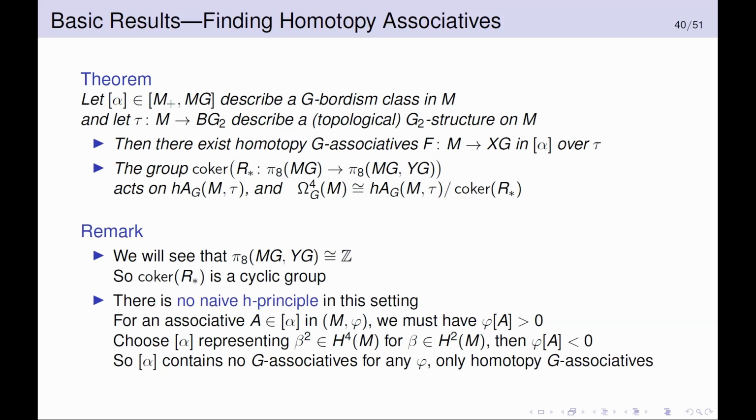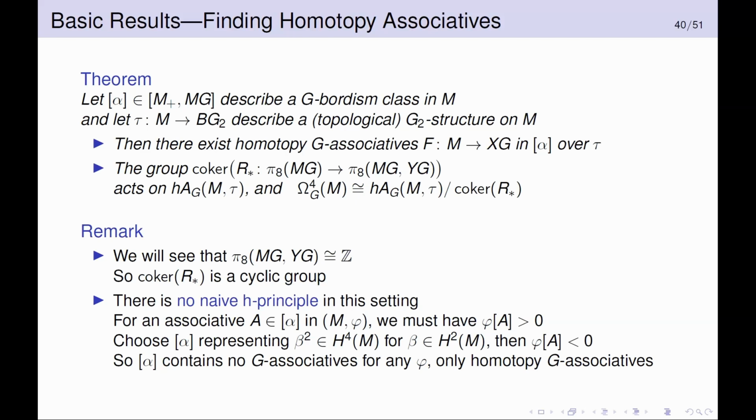So we select a class beta, say, in the second homology of M, and take its square. And remember from the first talk that phi evaluates on beta negatively. So if our cobordism class alpha represents the square, then phi evaluates on our submanifold alpha negatively.